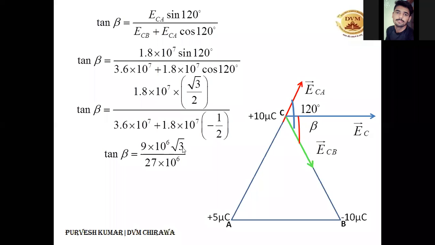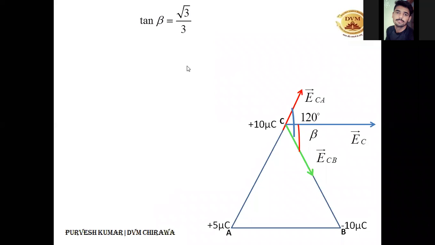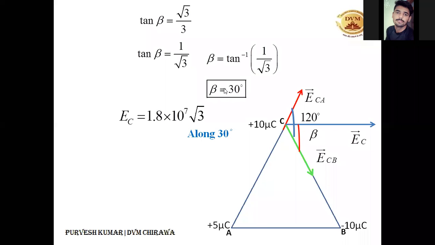You are left with 9 into 10 to the power 6 root 3 divided by 27 into 10 to the power 6. The 10 to the power 6 gets cancelled, and 9 divided by 27 is 1 by 3. You are left with root 3 by 3 only. And beta again comes out to be tan inverse of 1 by root 3, that is 30 degrees. So now you can say that the resultant electric field EC is 1.8 into 10 to the power 7 root 3 Newton per Coulomb, and it is along 30 degrees from ECB. It should be CB, not BC.